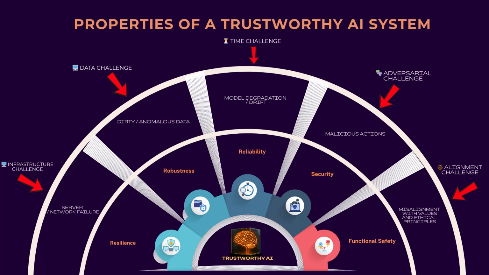To counter adversaries, we need security. Unlike all previous properties, security deals with resisting purposeful, intelligent, malicious actions. This is not accidental failure nor merely anomalous data, it is deliberate attack. Although security aspects are embedded at every stage, their operational assurance and threat monitoring remain ongoing tasks during operations and monitoring. To counter the alignment challenge, we need functional safety.